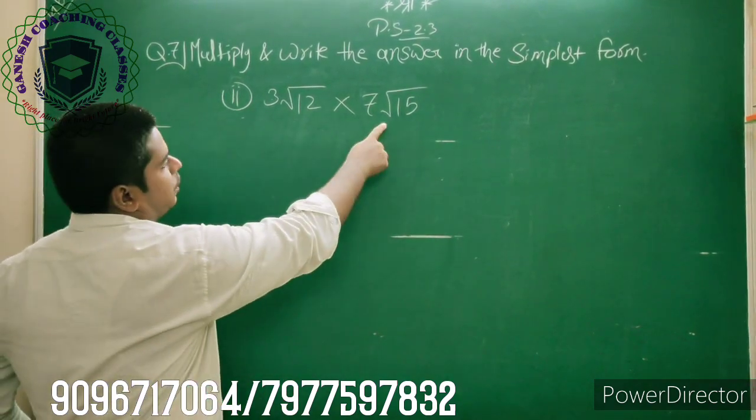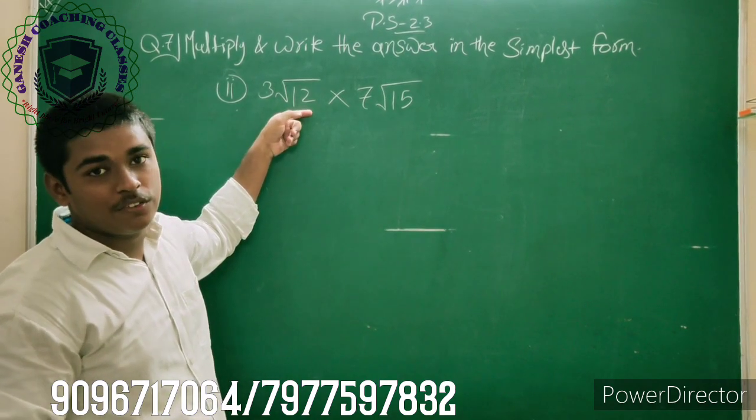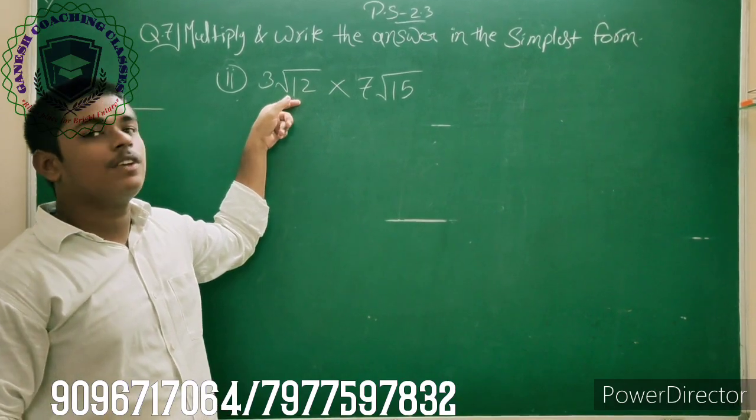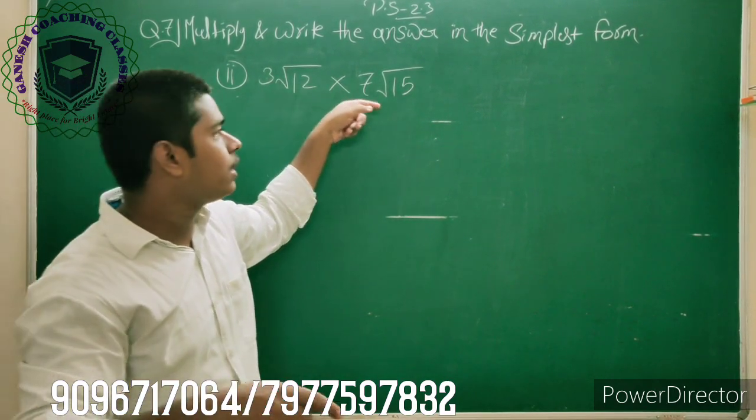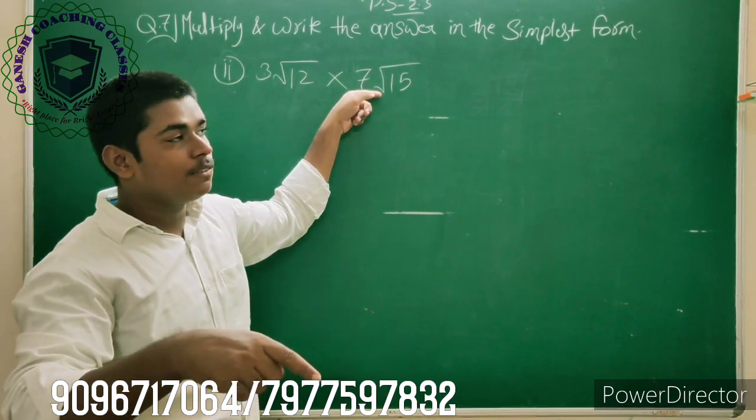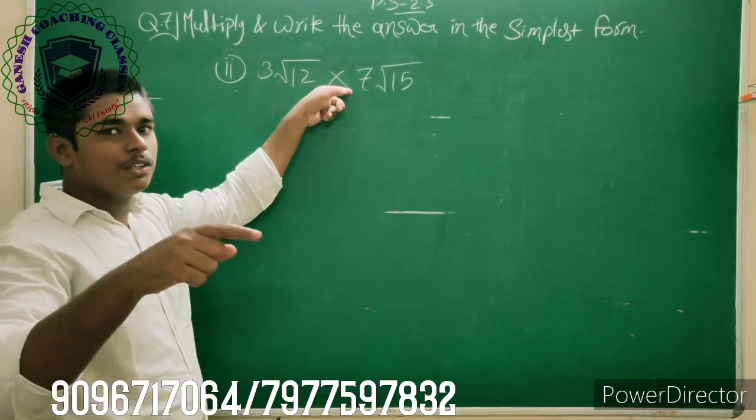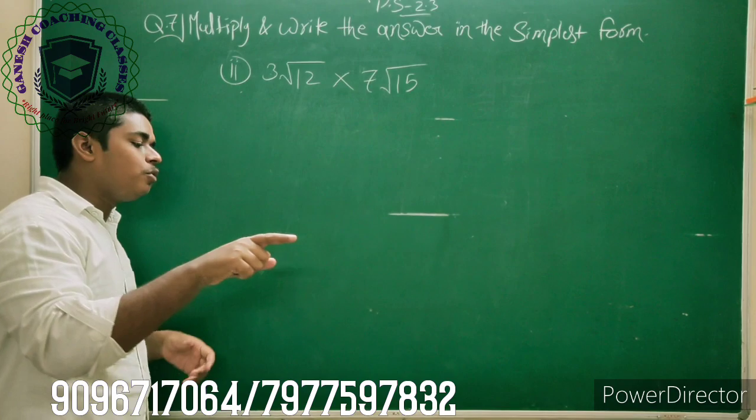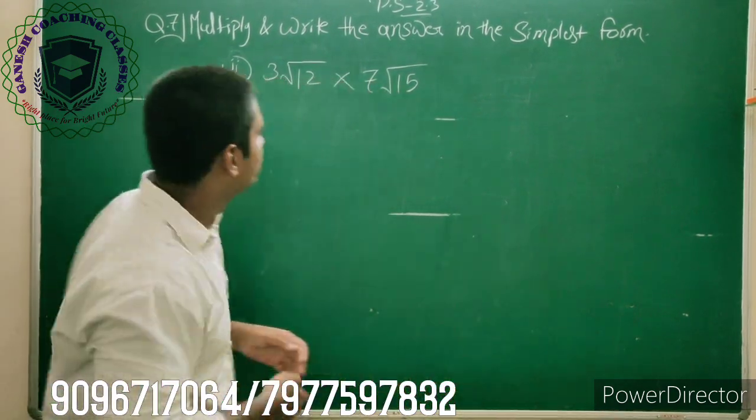Here we have been given two sets, in which we have two different radicands as well as two different coefficients. In the first case we have 3 as coefficient and 12 as radicand, and in the second we have 7 as coefficient and 15 as radicand. Between these two sets there is a multiplication sign. In multiplication we have to multiply coefficient with coefficient and radicand with radicand.